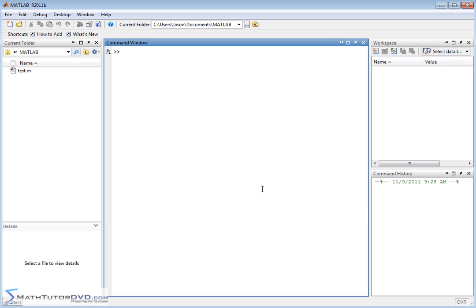Hello and welcome to this section of the Matlab tutor. We're going to continue working with matrices. We're going to talk about how to find the norm of a matrix, the eigenvalues of a matrix, and the characteristic polynomial of a matrix, which, as you probably know, is used to calculate the eigenvalues of a matrix.